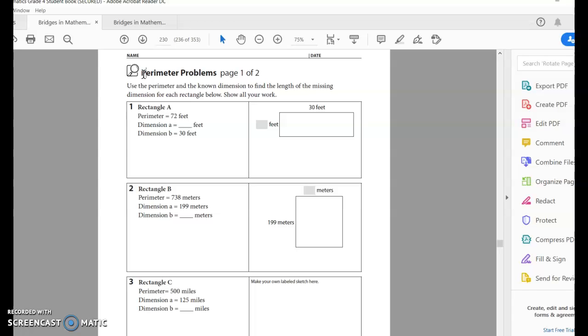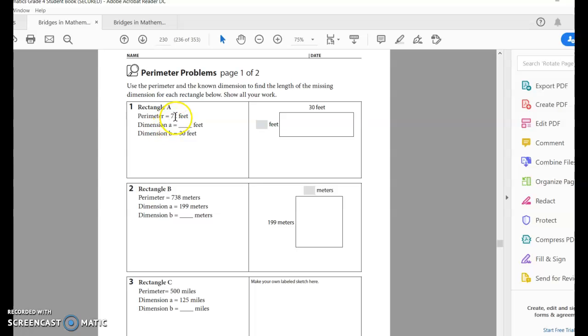Sometimes you might have to find a dimension, not the perimeter. You might have to use other types of problems that we've been working on, multiplication or division, and those strategies to find the missing piece to solve for these problems. So you're going to use the perimeter and the known dimension to find the length of the missing dimension for each rectangle. Okay, so number one, rectangle A, here it is.